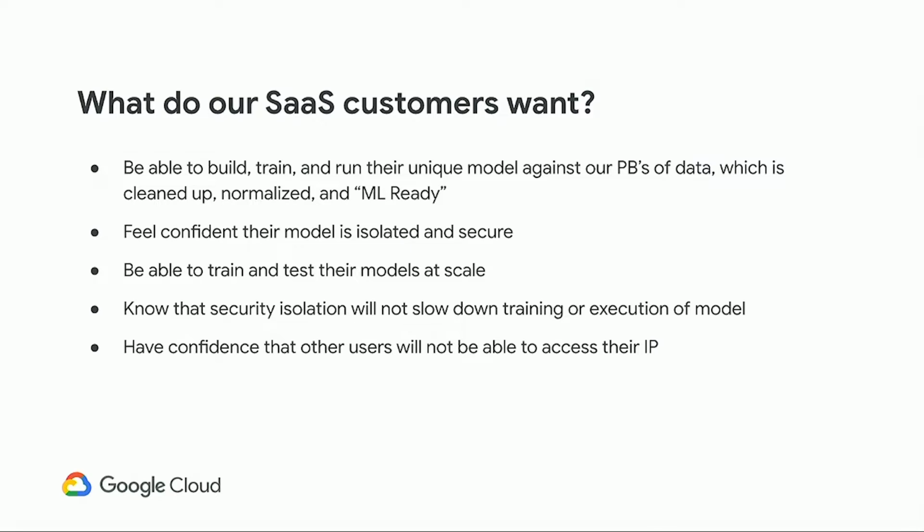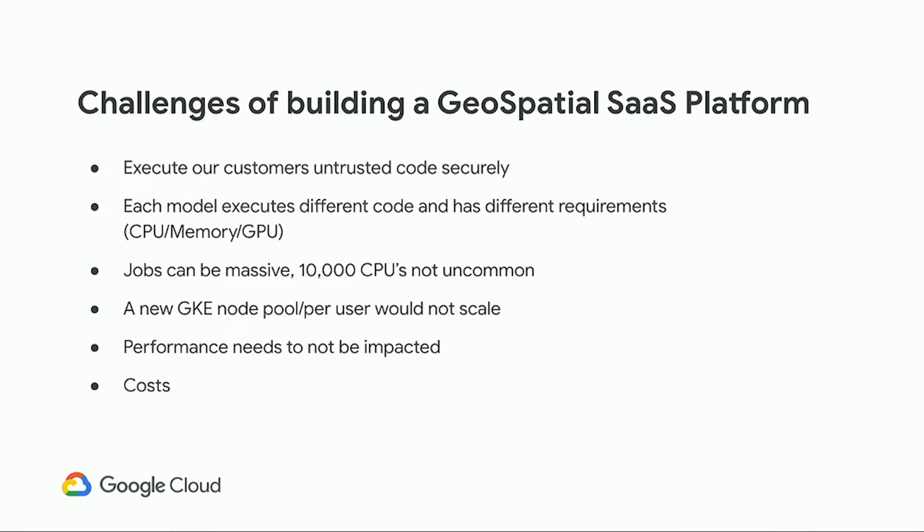So it kind of has to live next to the data. And know that the security isolation isn't going to slow down or cause delays in the training. And then they want to have confidence that other users of the system aren't going to be able to access their data or their intellectual property. So what challenges do we have when trying to build that type of a platform? Well, each model is executing someone else, one of our users' machine learning code. So we need to be able to execute that securely and at scale.